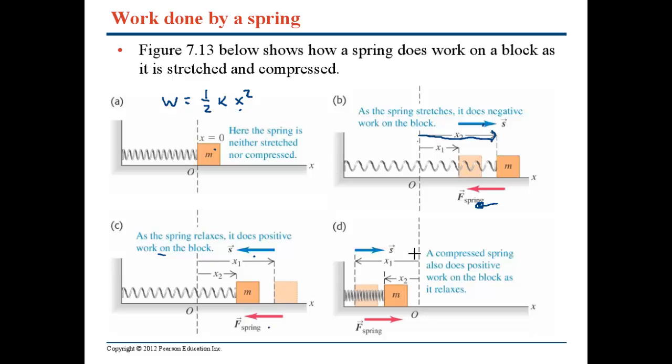And as the spring is compressed, you know that it's going to be pushing backwards on the block. If you compress a spring and you let the block go, then the spring is going to have a force that is in the same direction as this position vector right here. So a compressed spring that is unwinding is doing positive work on the block as it relaxes. So springs are going to be doing positive work when they relax, when they're returning to their natural state.